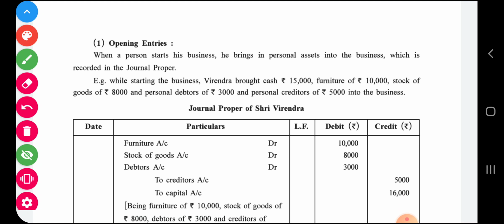So what is called opening entry? Okay, when a person starts his business, he brings assets into the business, which is recorded in journal proper.